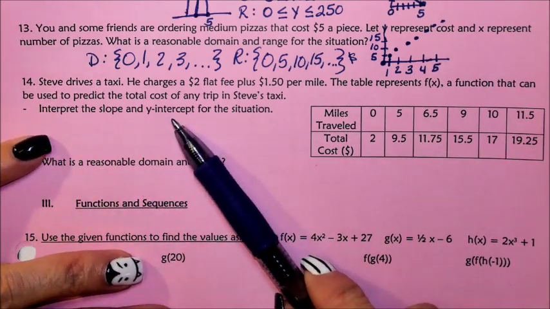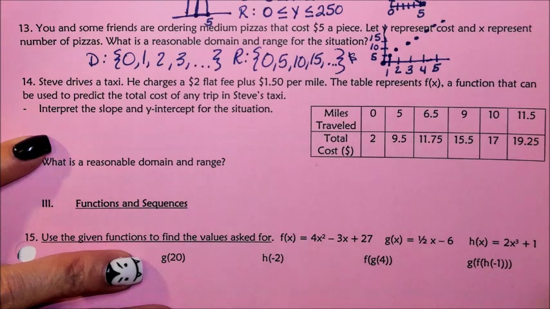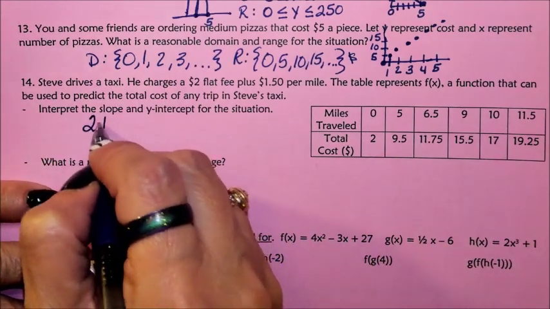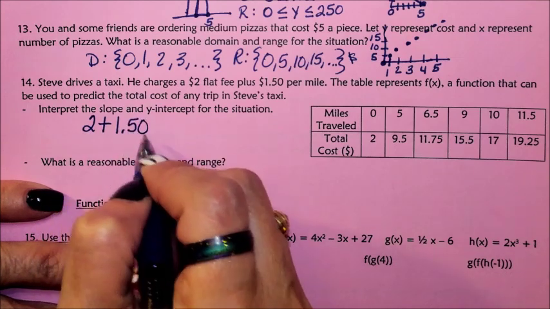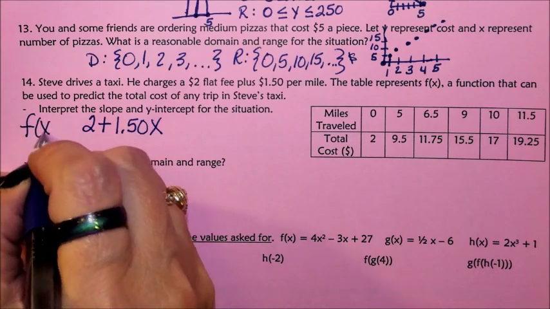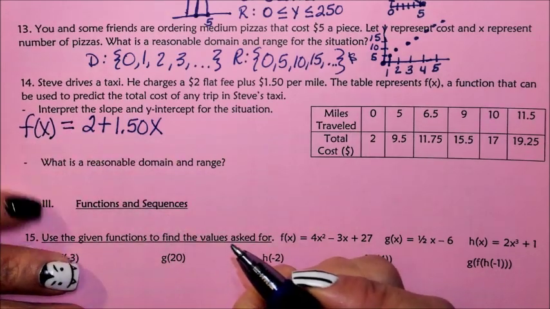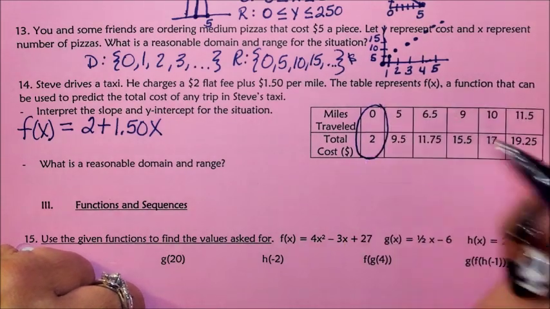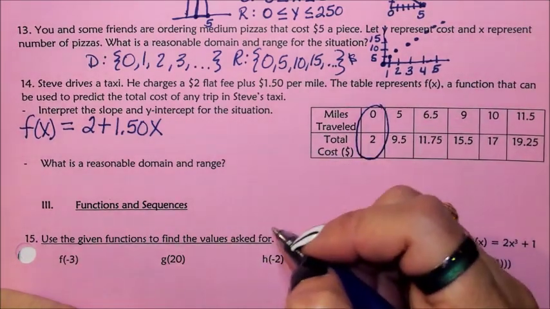Interpret the slope and the y-intercept of this situation. Well, let's look at this. So he's charging $2 plus $1.50 per mile, right? And if I want to call it a function, I would just say f of x equals. Well, here's the y-intercept. What does that mean?